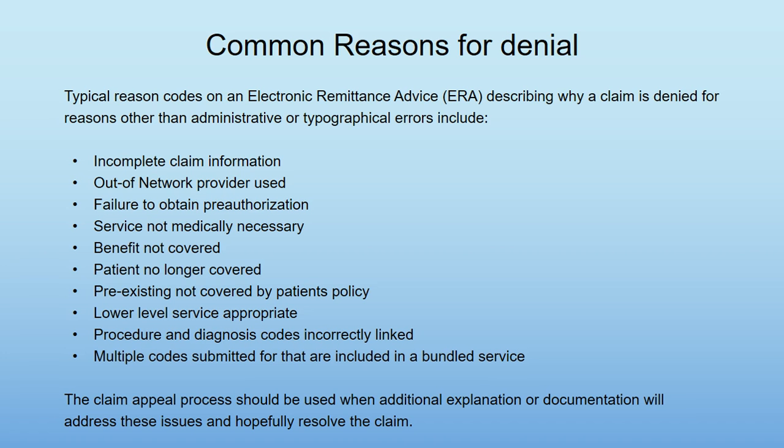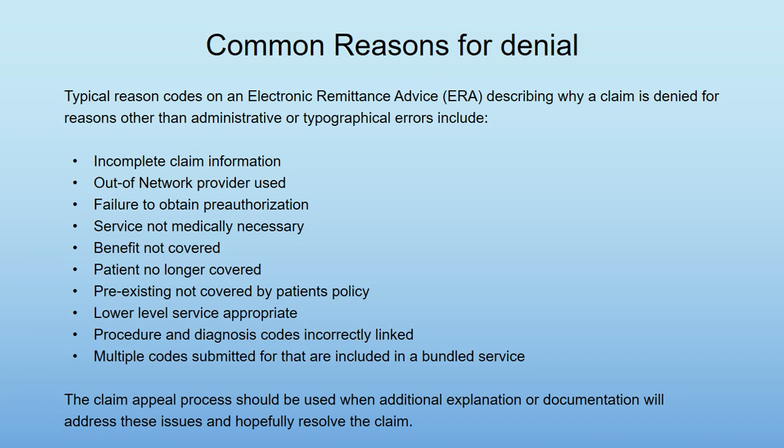Some common reasons for denial. Well, typical reason codes on an ERA describing why the claim was denied are incomplete claim information, out-of-network provider, failure to obtain pre-authorization, the service was not determined to be medically necessary, the benefit was not covered, patient's no longer covered, pre-existing condition was not covered by the patient's policy, a lower level of service was more appropriate, the procedure and the diagnosis codes were incorrectly linked or did not agree with each other, or multiple codes were submitted that were included in a bundled service.